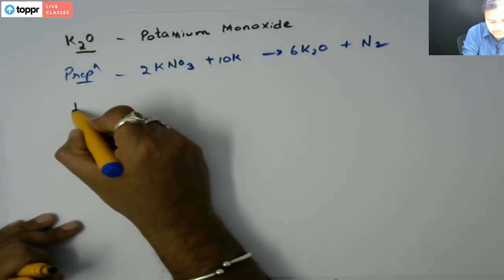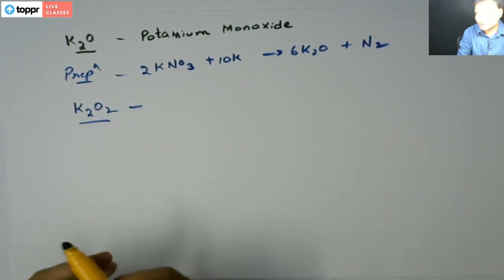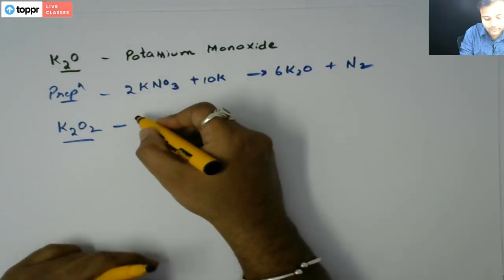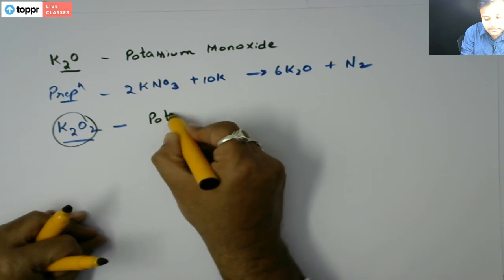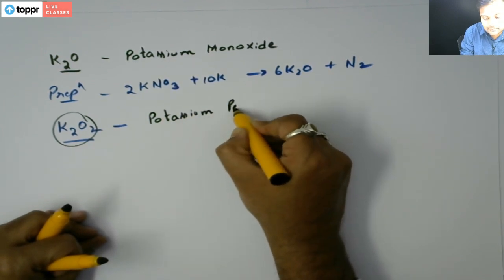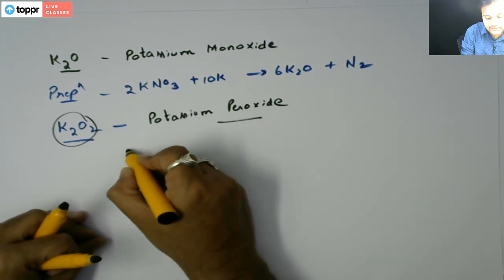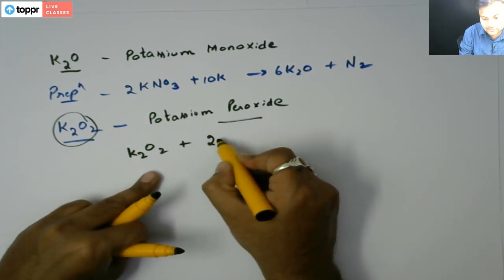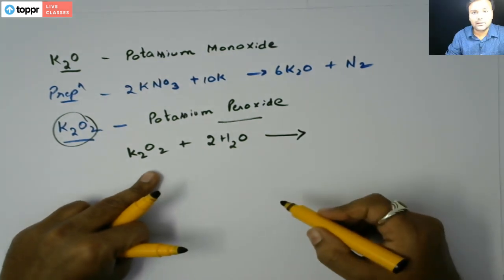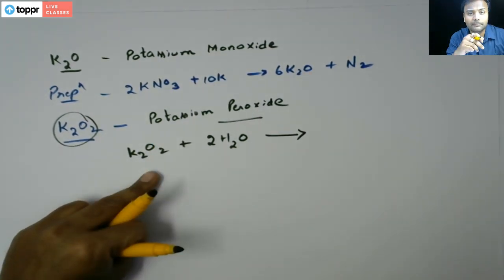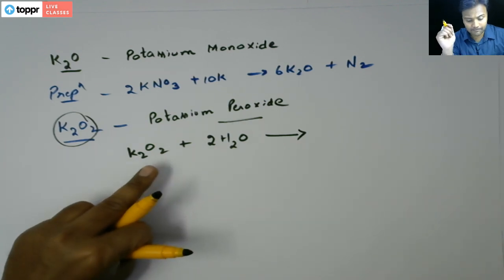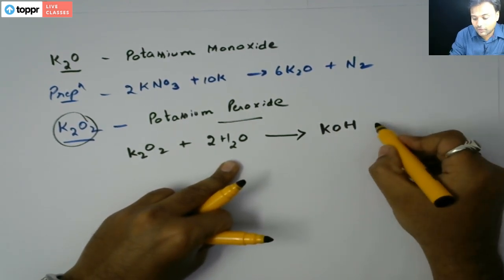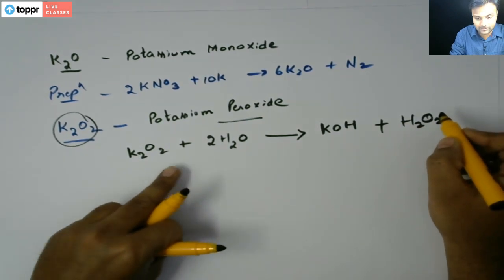If you look at K2O2, what is this? K2O2, potassium peroxide, like this. What happens when this is treated with water? What happens when sodium peroxide is treated with water? Formation of sodium hydroxide. Here there will be formation of potassium hydroxide with formation of hydrogen peroxide. So here you have 2 here.